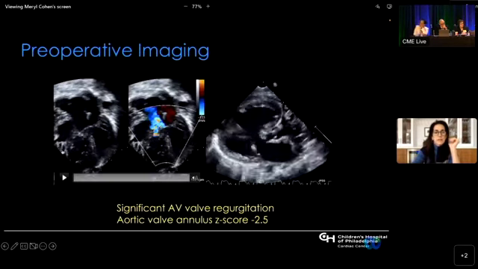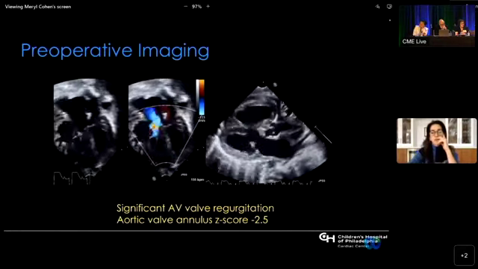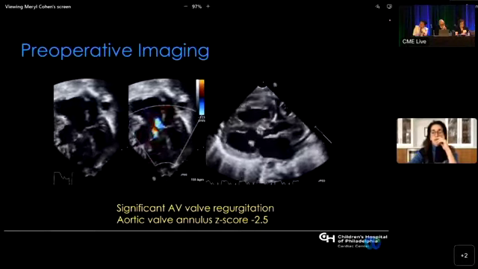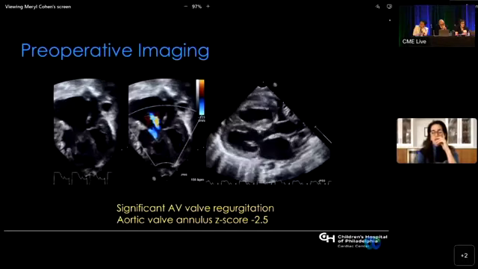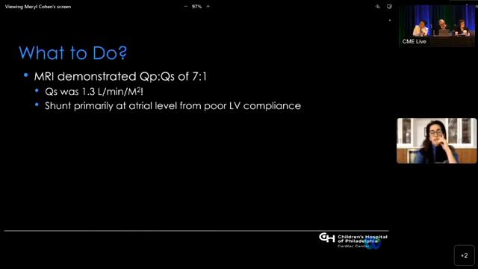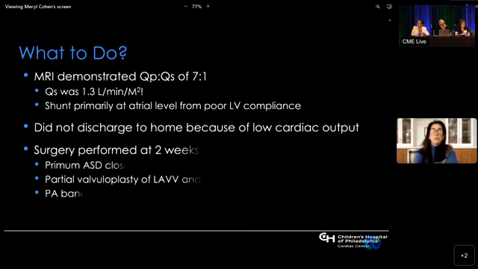So here you see that there was significant AV valve regurgitation in this patient. And I think we perhaps underappreciated how small the left ventricular outflow tract was. Aortic valve annulus Z-score was minus 2.5, but also underneath the aortic valve, it was quite small. So what did we do? We did an MRI, which demonstrated that the QP to QS was incredibly high because of poor LV compliance, and the QS was very, very low. So this patient was really at risk of sudden death, and we did not discharge home because of that. And then surgery was performed at 2 weeks of life using that Foker-like approach, primum ASD closure.